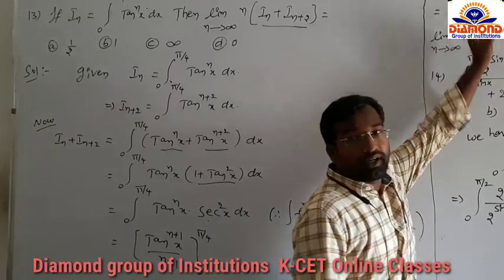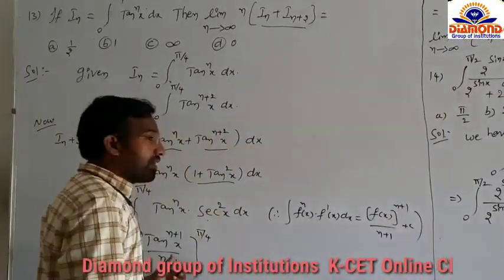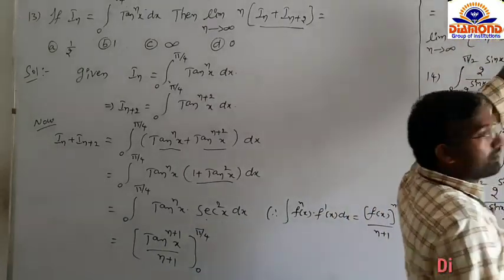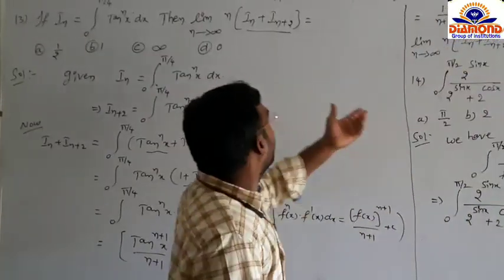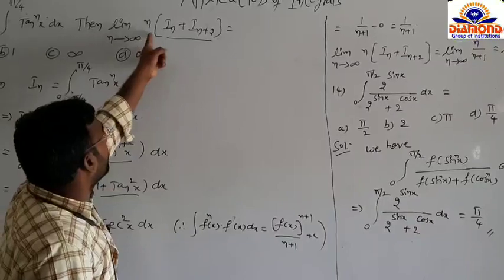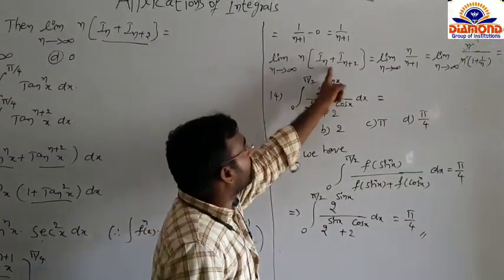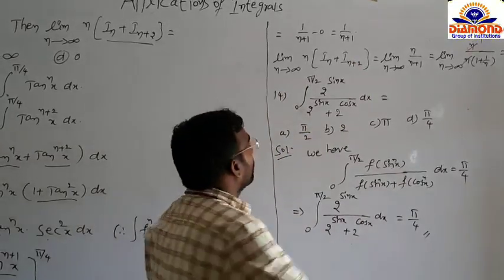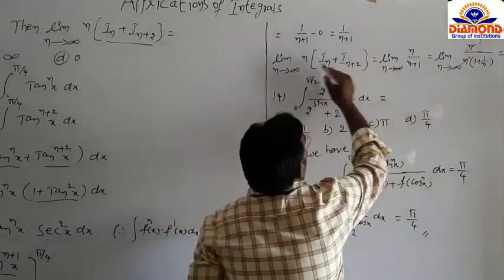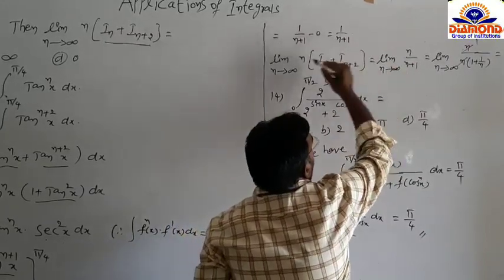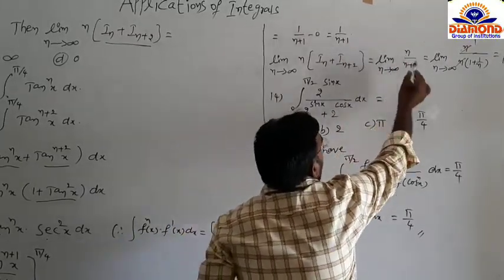1 by n plus 1 minus. What is the lower limit? 0. Tan 0 is 0. That's why 0 only. So we find 1 by n plus 1. This is the bracket value. Next to find out what? Limit n tends to infinity n into In plus 2. So limit n tends to infinity n into In plus 2. So this equal to limit n tends to infinity n into this bracket value, 1 by n plus 1. So n into 1 by n plus 1 is nothing but n by n plus 1.